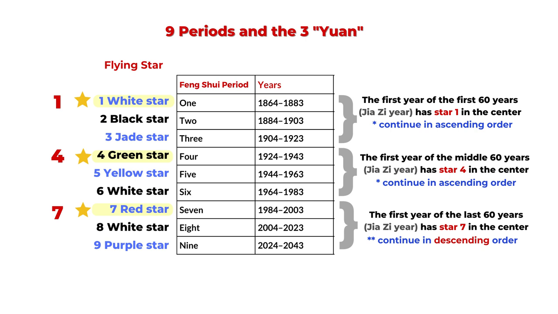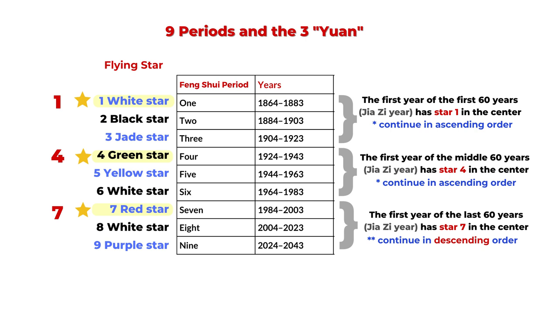And for the next year, we go in a certain order. For the first 60 years, it will be in direct order, going forward. But for the third 60 years, the order is going backward. For example, in period 1, the Jiazi year starts with the number 1 star in the center, and for the next year, Yi Chou year, the center becomes number 2 star, and the third year will be number 3. It's the same with the middle 60 years.